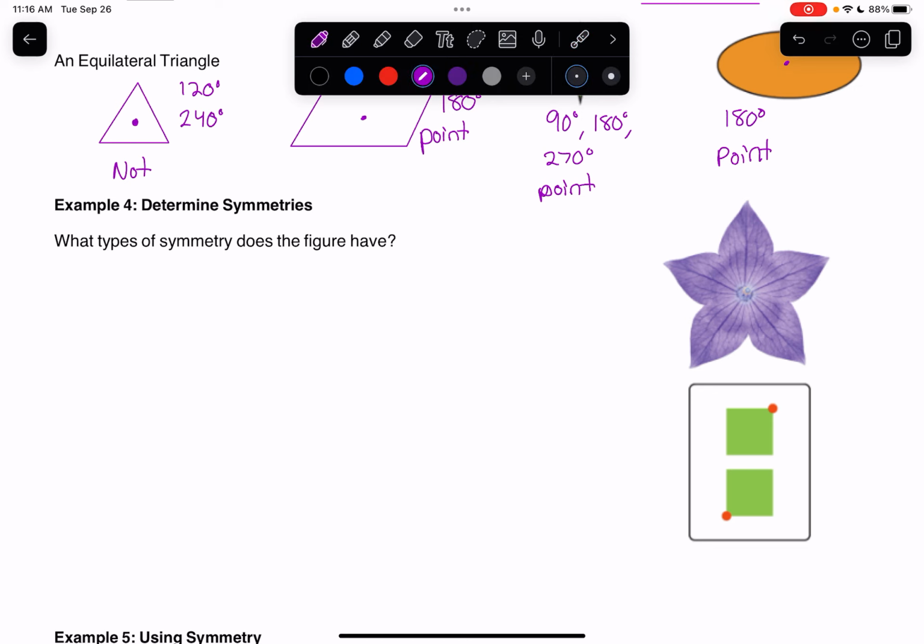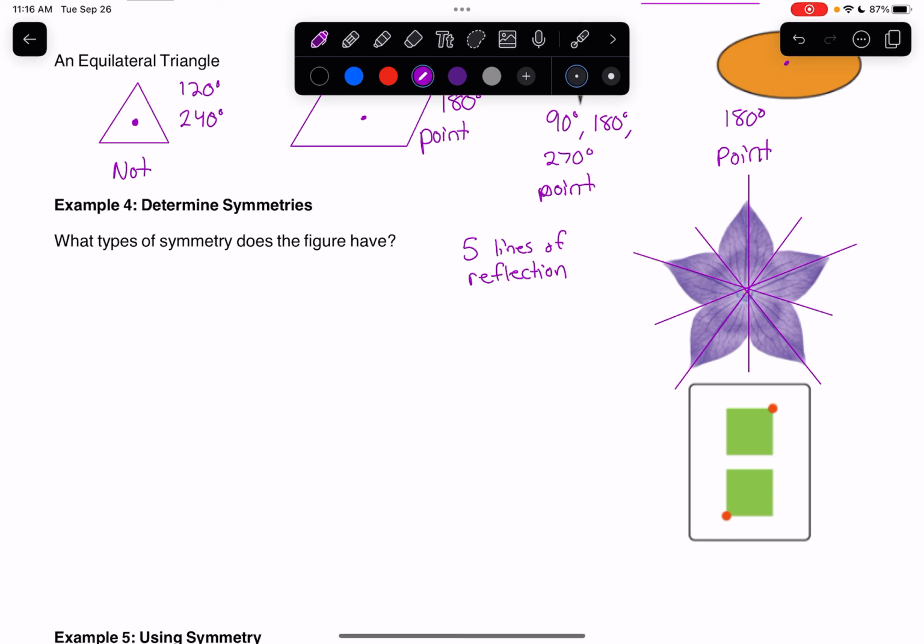So in this case, we're looking at lines of reflection that go through the flower shape. So there's 1 through that petal, 2, 3, 4, and 5. So this shape has 5 lines of reflection.